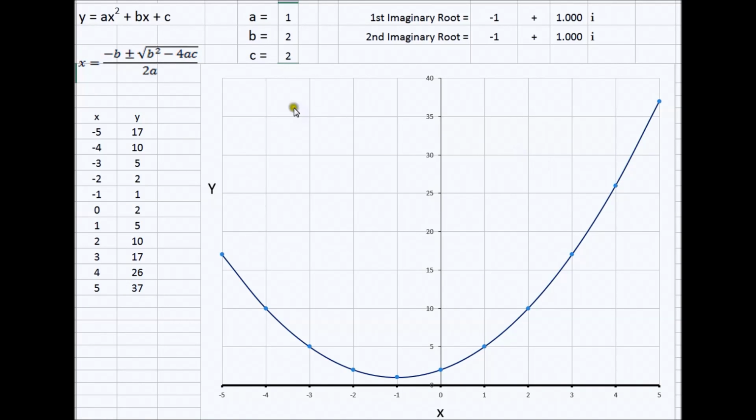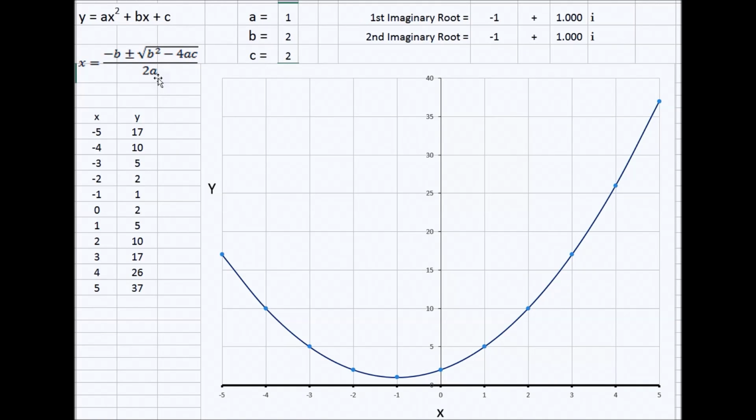Now, the quadratic formula can be derived. x equals minus b plus or minus the square root of b squared minus 4ac, over 2a. It's easily derived. You can go to YouTube and do a search, and you'll find lots of examples.